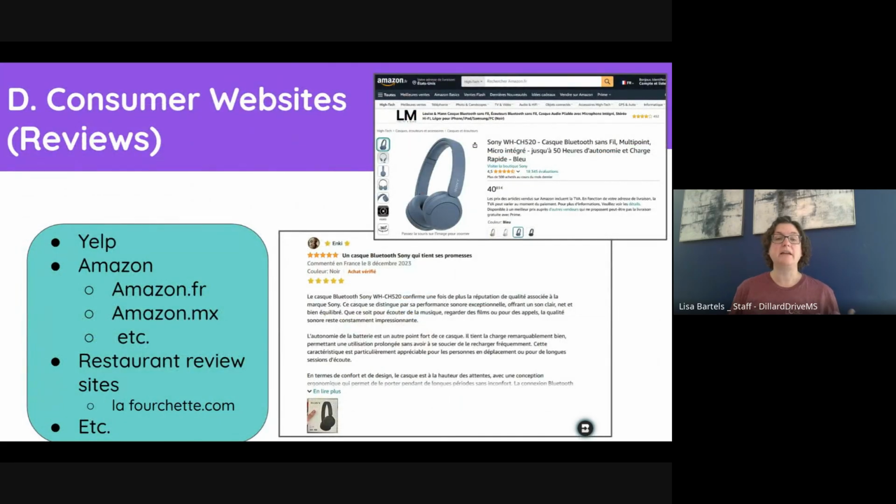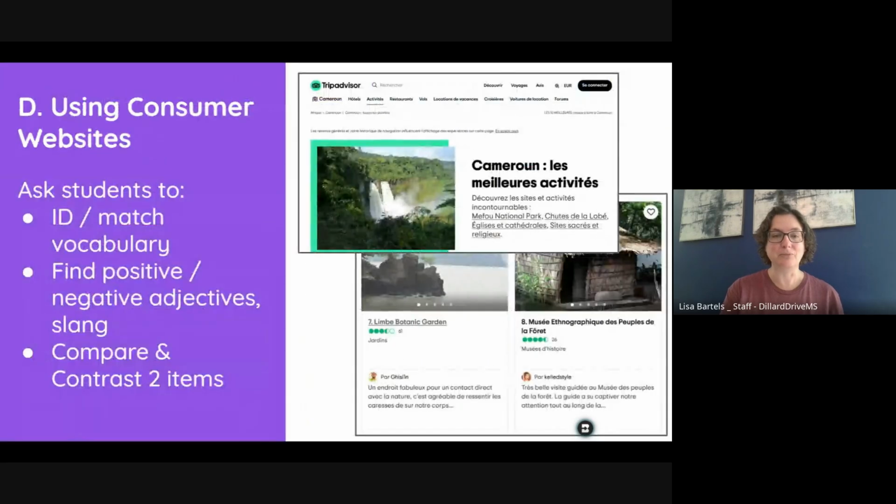Another example would be a consumer website like Amazon in your target language. Have your students look up a product and then look at why people liked or disliked it. Restaurant review sites can do this as well. There's a French one called La Fourchette.com where people write reviews of restaurants, and you can find good and bad reviews. It can be pretty fun to read the bad reviews and see what people dislike about them.